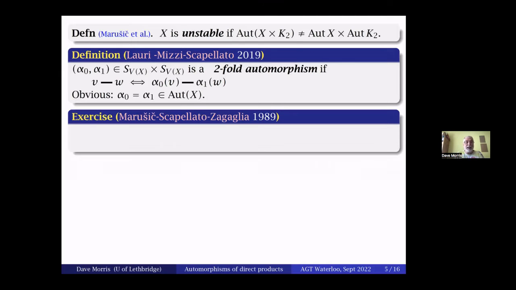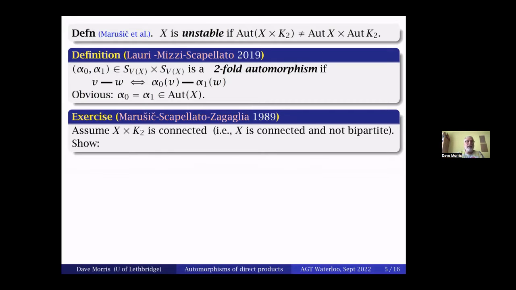It turns out that the non-obvious ones exactly give you an unstable graph. We need a connectivity assumption. Let's assume that X cross K2 is connected. That's the same as saying X is connected and X is not bipartite. If X was already bipartite, making the bipartite cover of a bipartite graph gives you something disconnected. So let's assume that X is connected and not bipartite.